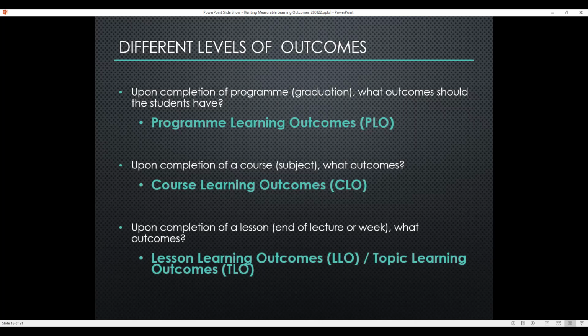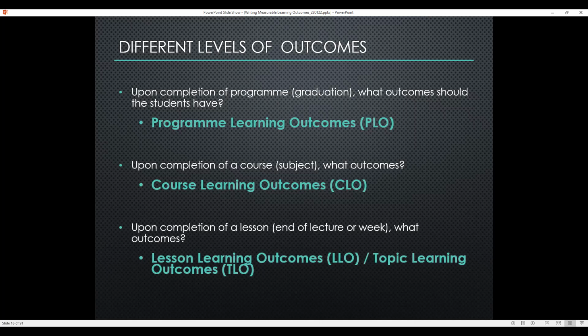So for every single 3-hour lesson that you have, you should have your lesson learning outcomes. In your teaching plan, there is a column for you to write your lesson learning outcomes. I can't remember which column number, maybe column number 3. First is the number, then the topic, then the 3rd column, that is the lesson learning outcome.